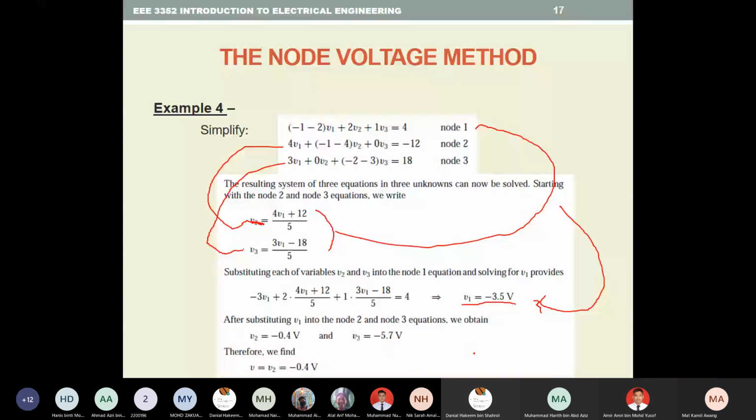So when you get minus 3.5 volts, then you can substitute into this equation, then you get the value of V2 of 0.4 volts. And this also you can substitute into that. So you get V3 is 0.57.